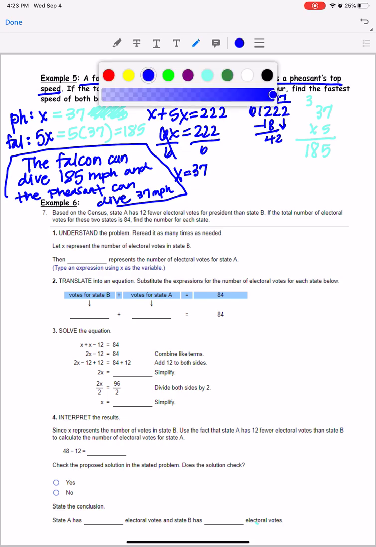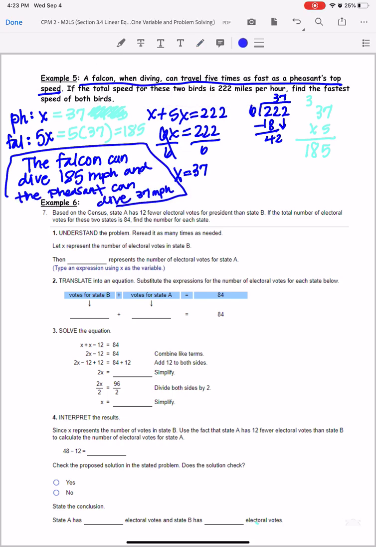Okay, and that's really and truly all of your examples. This is from your My Math Lab, and this is number 7 in your My Math Lab. I feel like this one always trips people up, not because it's hard, just because they don't understand what this thing is asking for. And so I wanted to do one with you guys. So it says, based on the census, state A has 12 fewer votes for president than state B. If the total number of votes for these two states is 84, find the number for each.